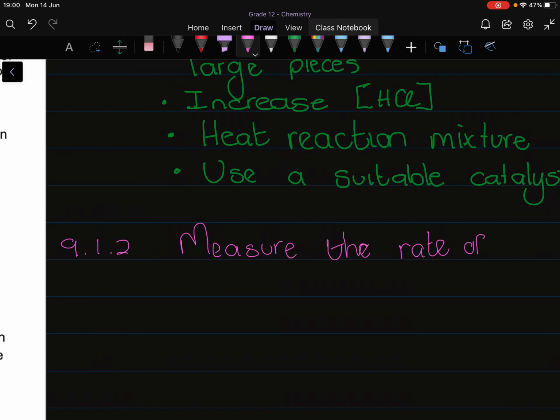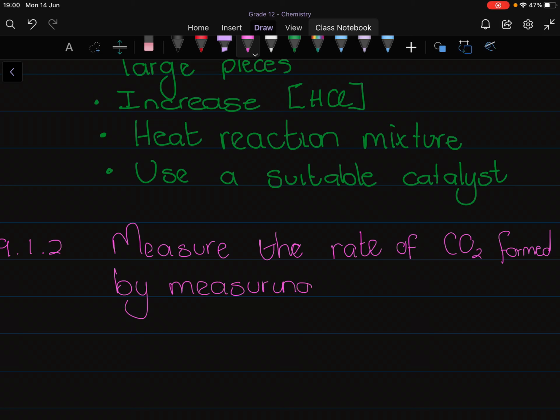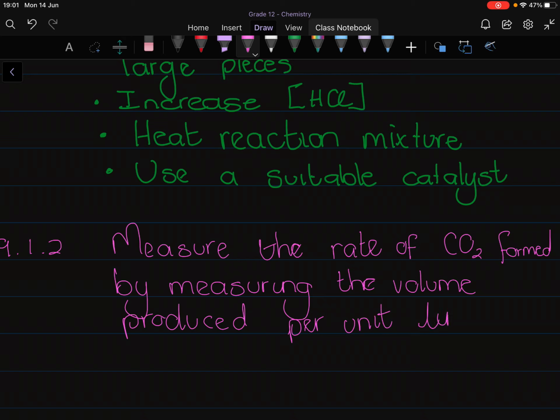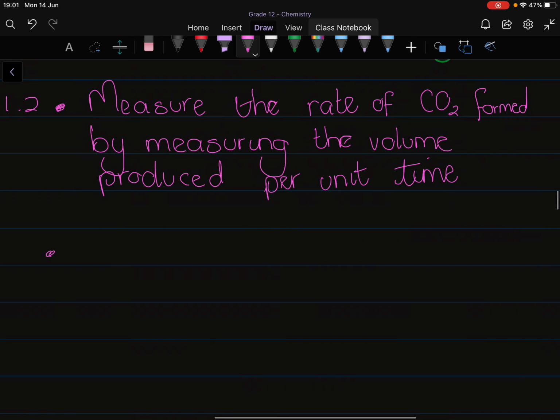So the first method we could do is we would measure the rate of CO2 formed by measuring the volume produced per unit time. So I'm acknowledging that I'm forming a gas. The other one is the mass decreasing. So that's the first option.